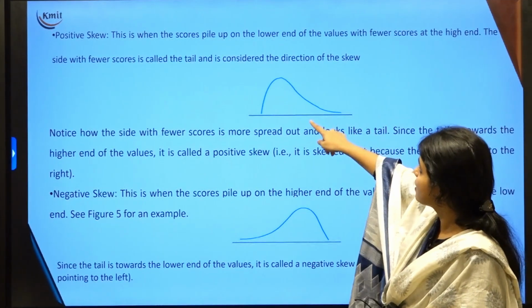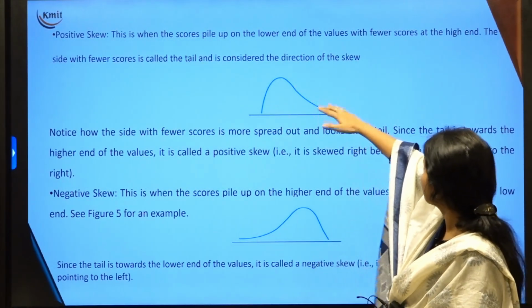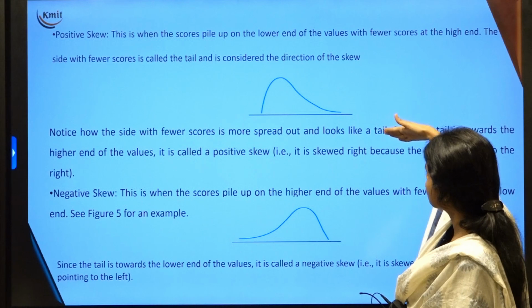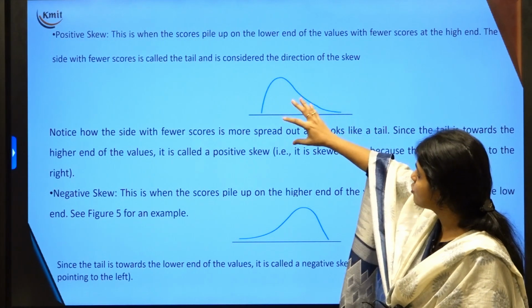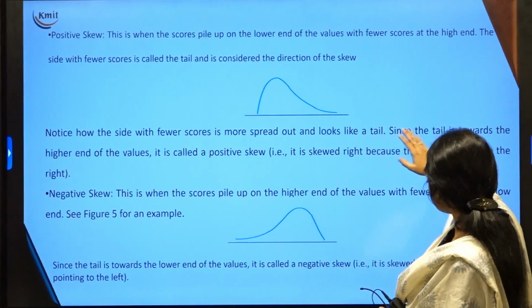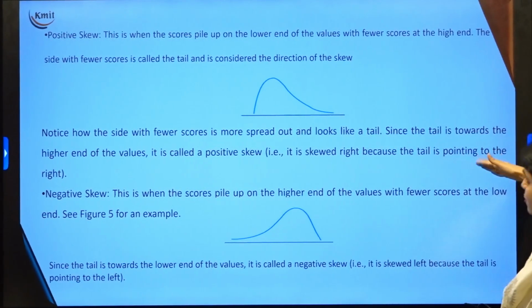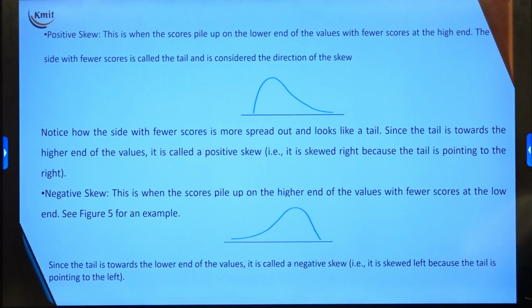Now, when you look at this, this is where the scores pile up on the lower end of the values. And on the other end, we have a tail-like structure. So this is called positive skew. We call it positive because the tail is towards the higher end of the values. It is skewed right because the tail is pointing to the right.